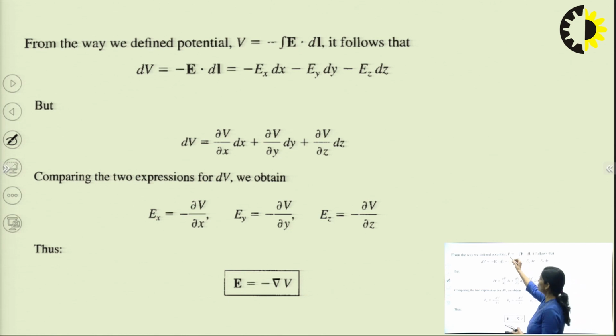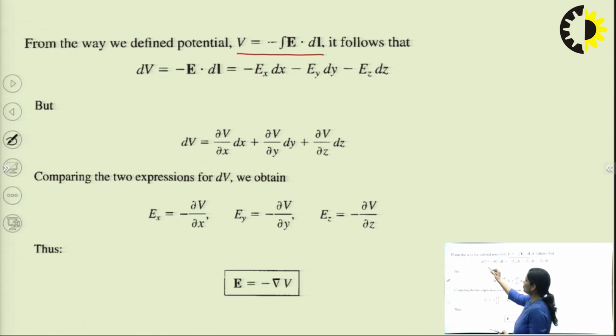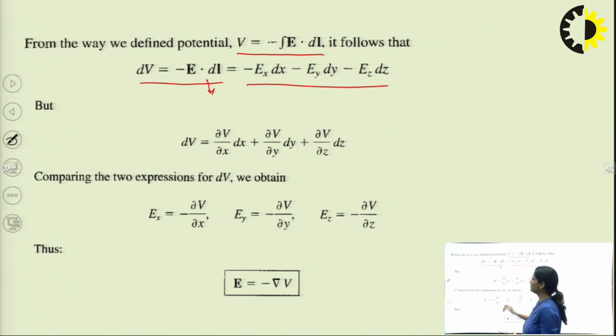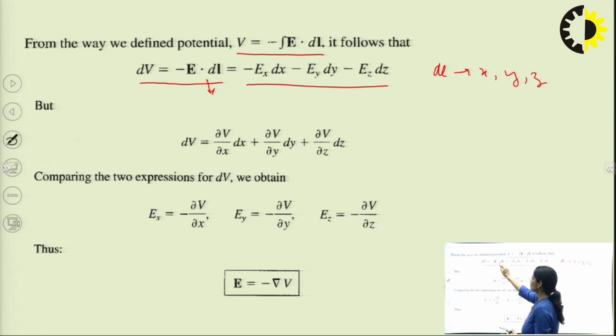So here you all know V is equal to minus integration E dot dl. Now you all know, if you want to differentiate this potential, dV is equal to minus E dot dl. So here you can multiply this E dot dl; if you are talking about the coordinates x, y, z, meaning Cartesian coordinates, then your dl is in the form of x, y and z. So you can multiply minus E to dl: Ex dx minus Ey dy minus Ez dz.